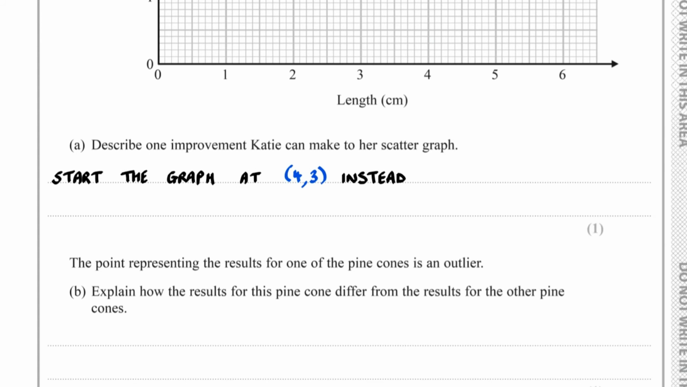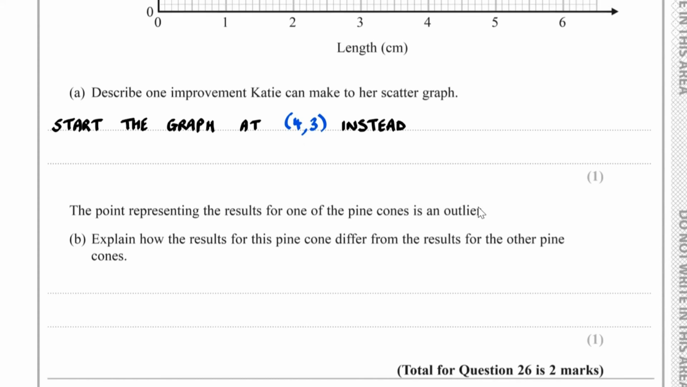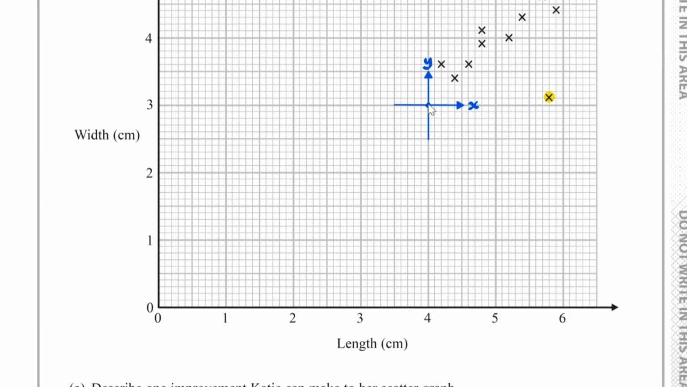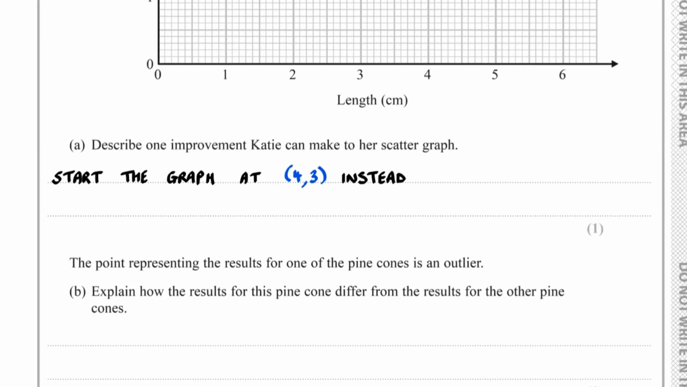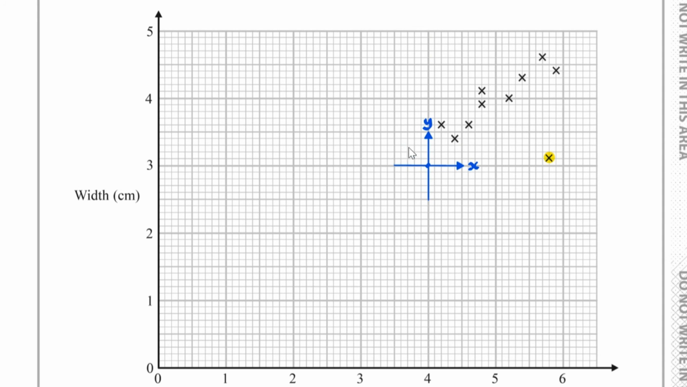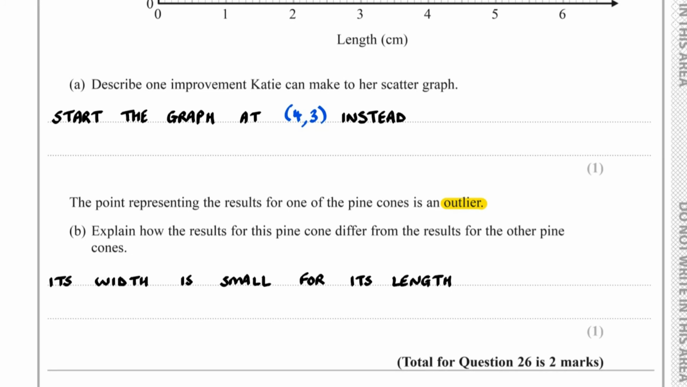Then the point representing the results for one of the pine cones is an outlier. So the point which is an outlier will be this point here. We have to explain how the results for this pine cone differ from the results of the other pine cones. Well, what we can see, we've got a really large length but a relatively small width. So its width is small for its length, which is why it's an outlier.